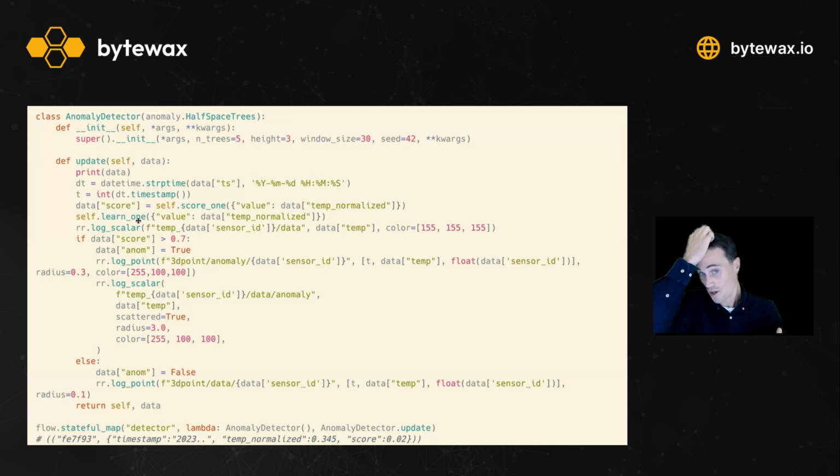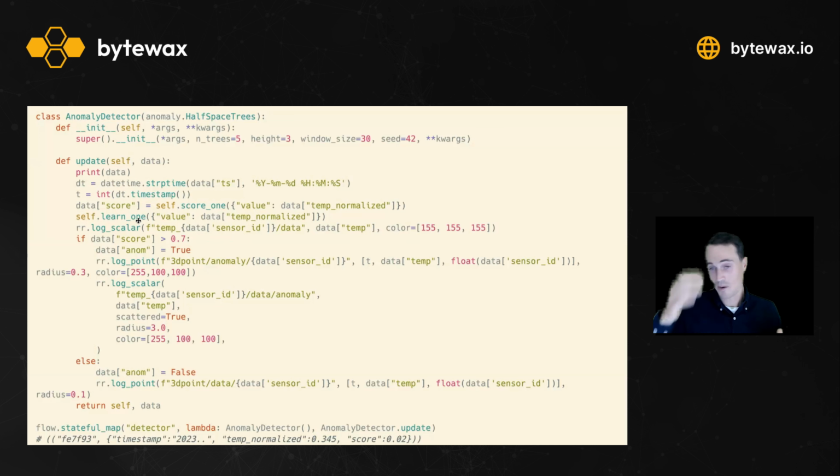Once we've scored the data, we log a point, we log a temperature, and then we also determine if it is, in fact, based on our threshold of 0.7, an anomaly. We're going to log a different type of point that makes it clear to us that there's an anomaly, and then you'll be able to see that.